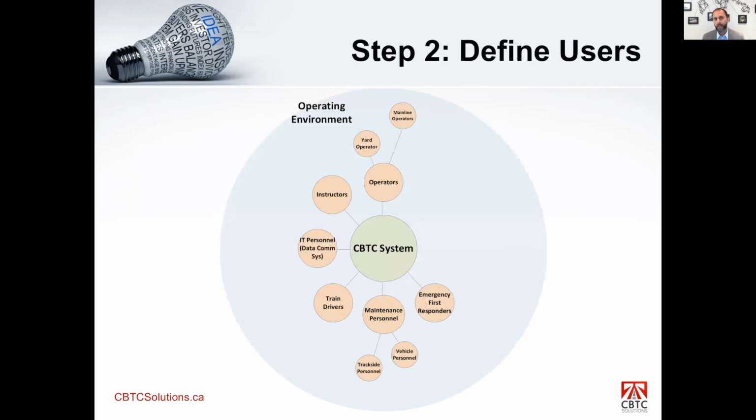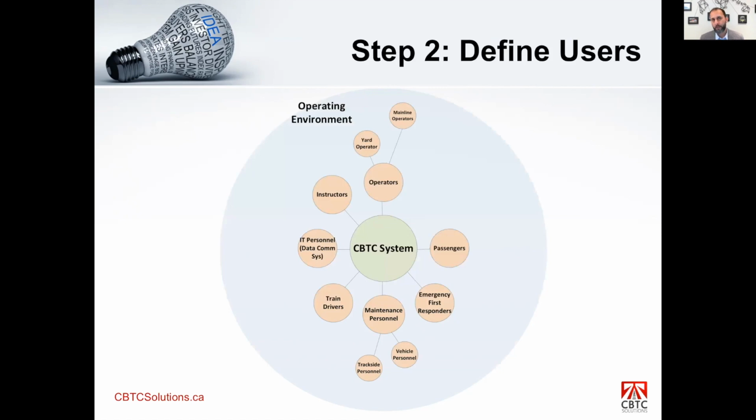Emergency first responders. Now, at first blush, you would not think that they are a user of the system, but they are. They do have requirements. When there's an emergency at track level, they need to make sure that the area is clear of all trains, that traction power is cut, tunnel vent doors are closed, and the ventilation fans are on, etc. So they have an input into the system. The CBTC system may be controlling some of these things. So they are definitely users of the system.